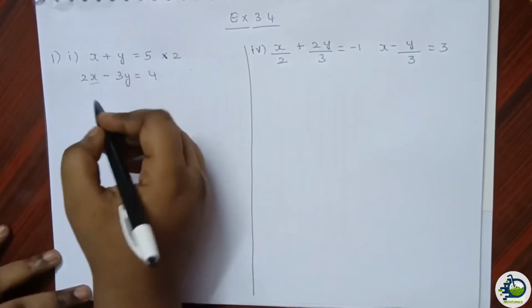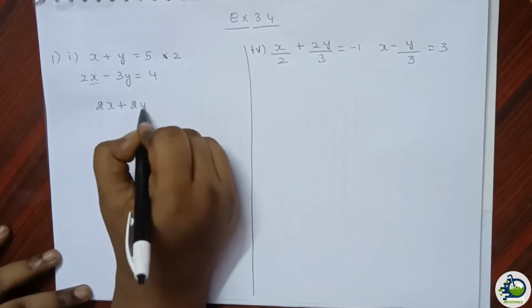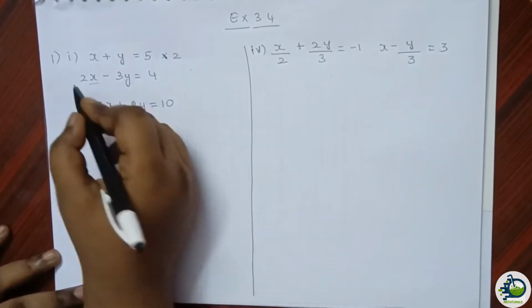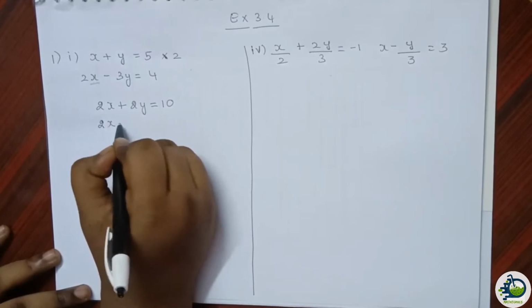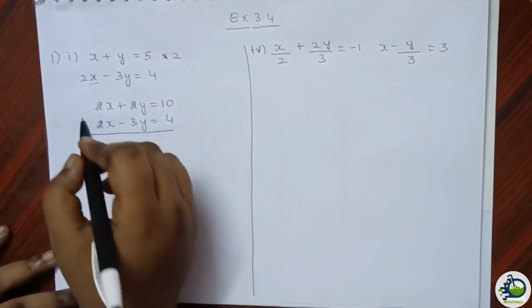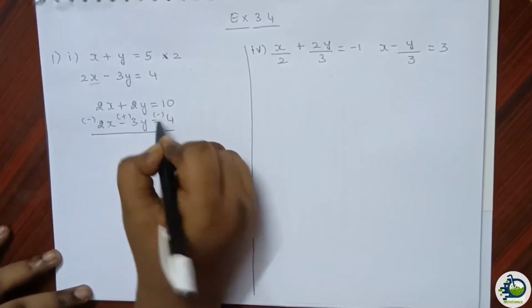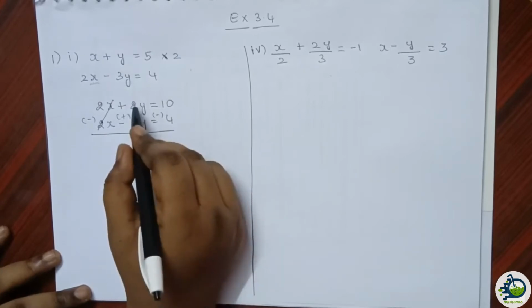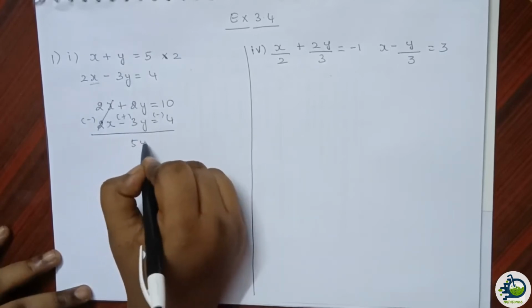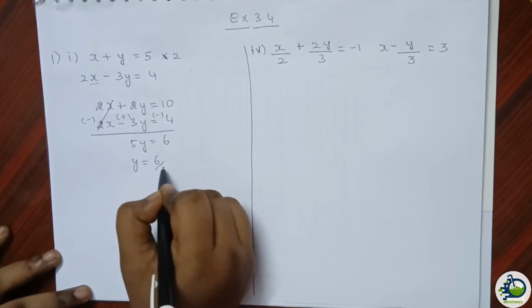When I multiply this by 2, I get 2x plus 2y is equal to 10. Now I will write this equation as it is. Now we have to subtract both these equations, so the signs become minus, plus and minus. So 2x gets cancelled. 2 plus 3 is 5y, which is equal to 6. Therefore y is equal to 6 by 5.